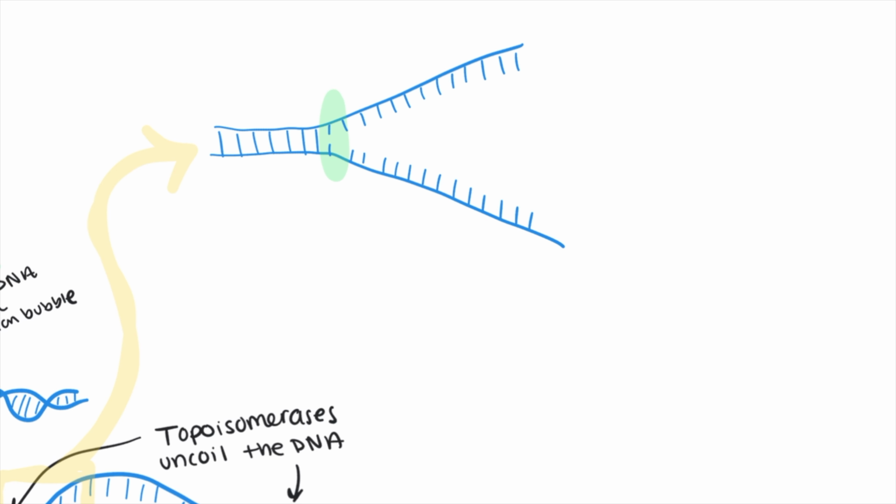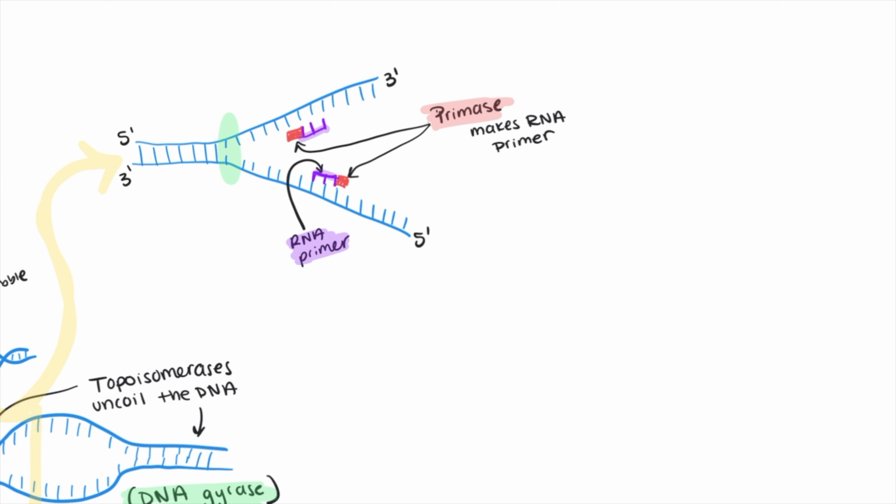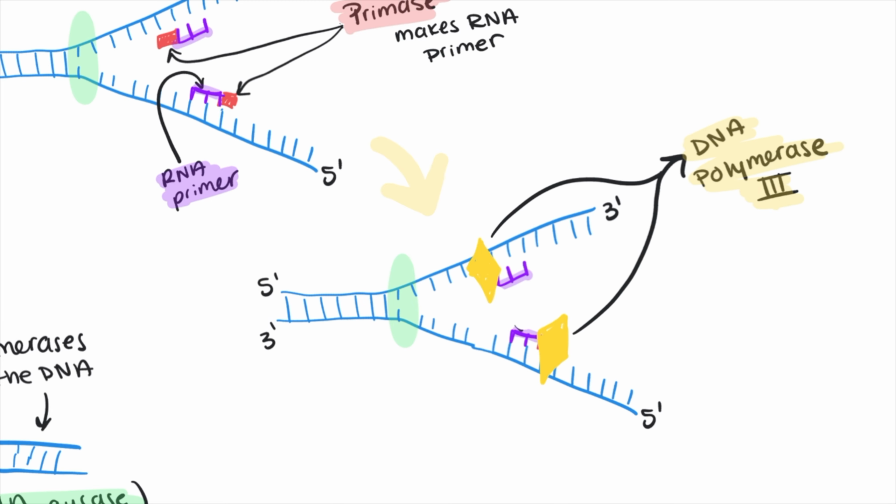But here's a problem. DNA polymerases can't just start from scratch. They can only extend an existing chain, and they require a 3' hydroxyl to operate. So, primase is an enzyme that makes a short stretch of RNA called a primer. Why RNA? Because RNA nucleotides can be built without a primer. Once the primer is in place, DNA polymerase 3 gets to work, adding nucleotides in the 5' to 3' direction.